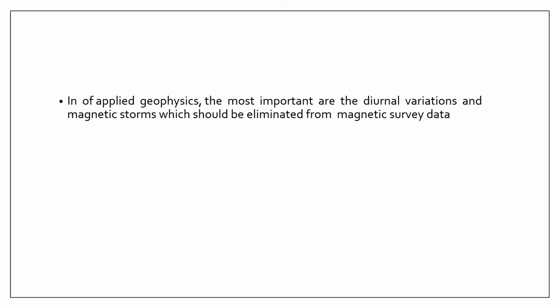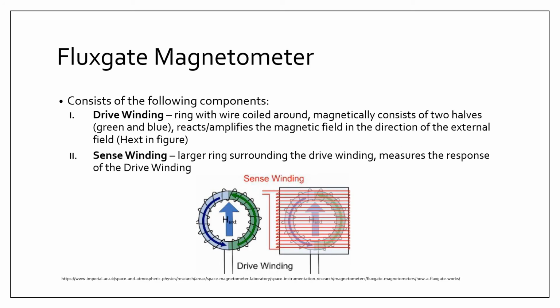All right. Further notes: in surveying, diurnal variations, or the daily variations in the Earth's geomagnetic field, are important. Also, you have magnetic storms from the sun, which are quite random and should be eliminated from your magnetic survey data. Now let's talk about the instruments. You have what we call the flux gate magnetometer, and basically this involves rings and wire coilings. And these are the two important components of the flux gate magnetometer.